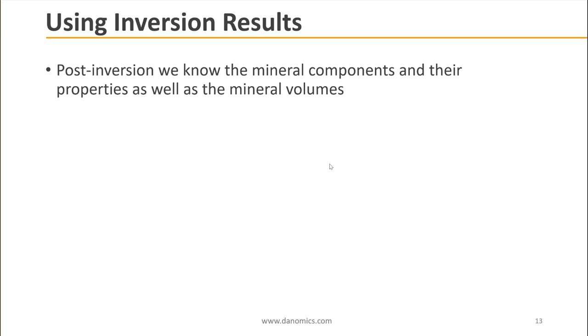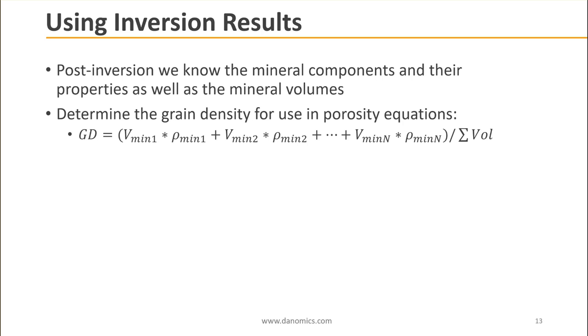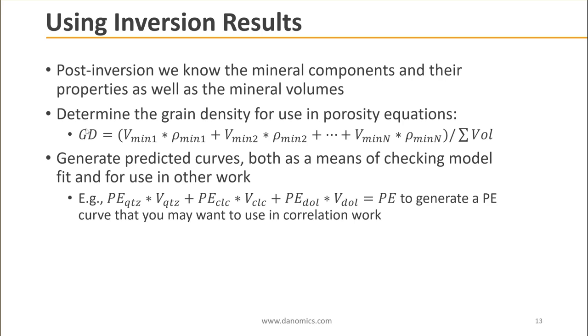So once we have the results, we know all the mineral components as well as the mineral volumes, and we can use that to calculate a grain density. So volume of mineral 1 times the density of mineral 1, plus volume of mineral 2 times the density of mineral 2, and so on. And then we divide that by the sum of the volumes, and this, I should stress, is for the matrix or grain components only. So we're not including the water or hydrocarbon phases. This is just the solid components. And that's how we calculate our grain density.